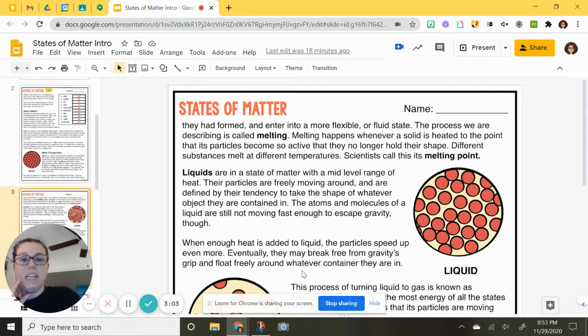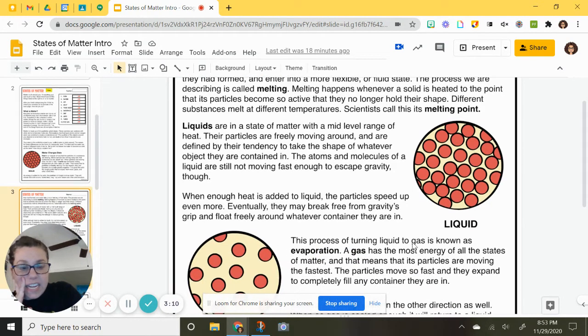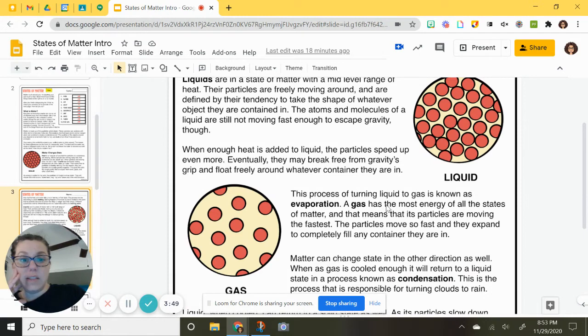It says when heat is added to the liquid. When I'm cooking, the adding of heat is usually in a stove, oven, or microwave. So if I were to put Gatorade in my microwave for like 30 seconds, what would happen to it? I guess it would start to boil, and I would see the steam coming off of it, or any liquid for that matter. And that steam is actually a gas. So that's what they're talking about, breaking free of gravity and floating. Interesting. This process of turning a liquid to a gas is known as evaporation.